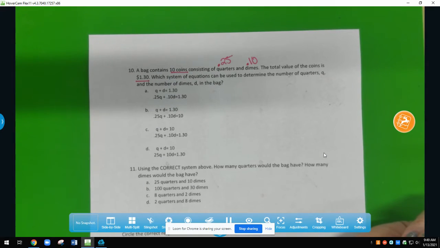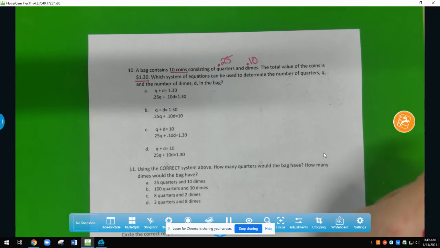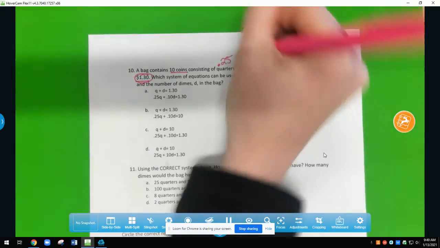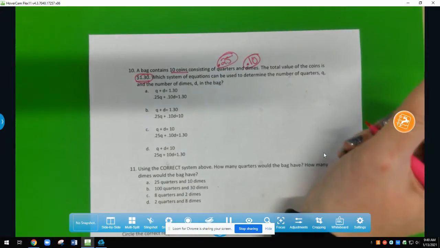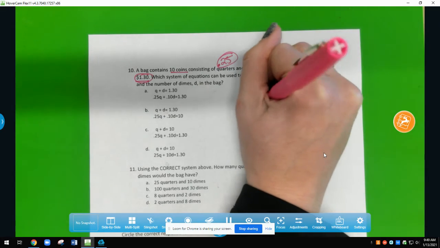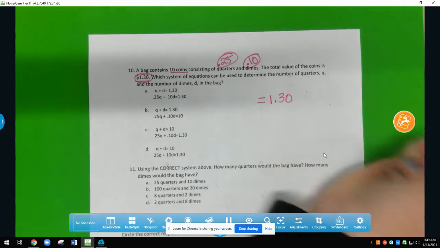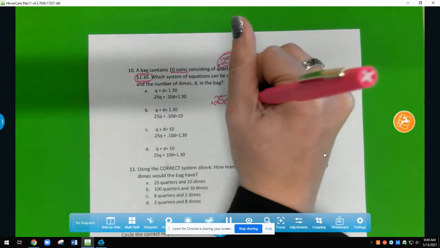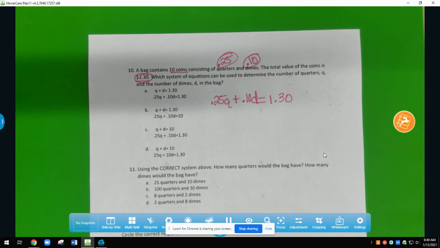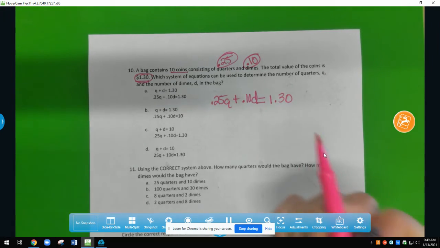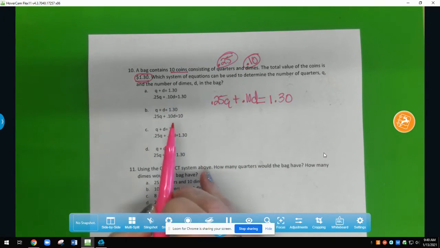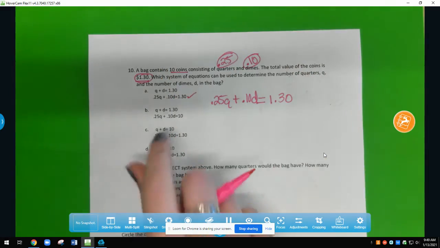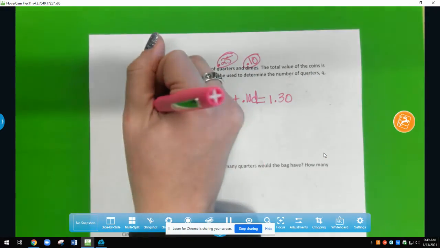Which system of equations can be used to determine the number of quarters Q and the number of dimes D in the bag? So remember, all our money goes in one equation. So one of my equations, my total is $1.30. So I'm going to have 0.25Q plus 0.10D equal to $1.30. So I'm going to look and eliminate anything that doesn't have that one. So we're good there. This one is not good.